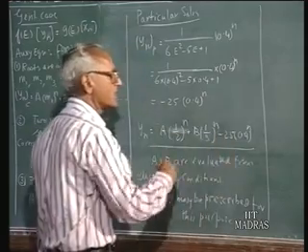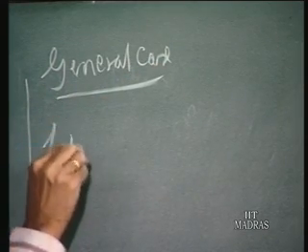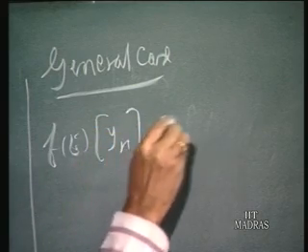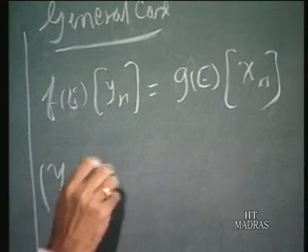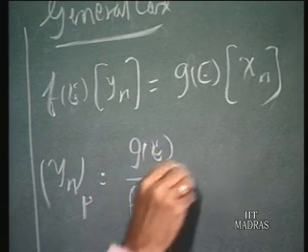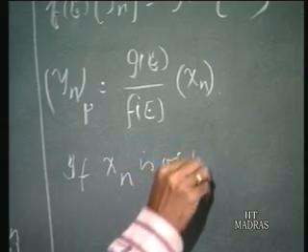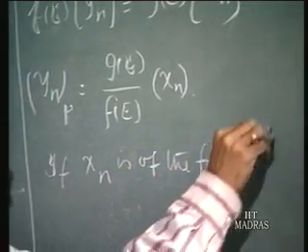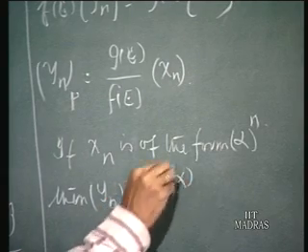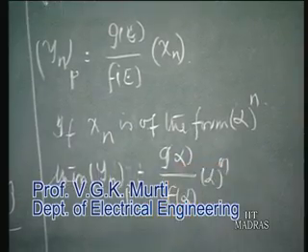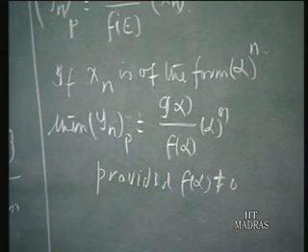Now let us put down some general remarks for this. We may have F(E) operating on Yn equals G(E) operating on Xn. So Yn, the particular part of the solution, is G(E) by F(E) operating on Xn. Now if Xn is of the form alpha raised to the power of n, then the particular integral solution would be G(alpha) by F(alpha), alpha raised to the power of n, provided F(alpha) is not equal to 0.